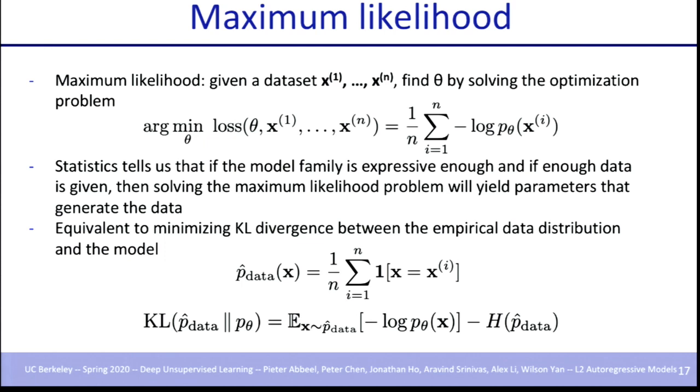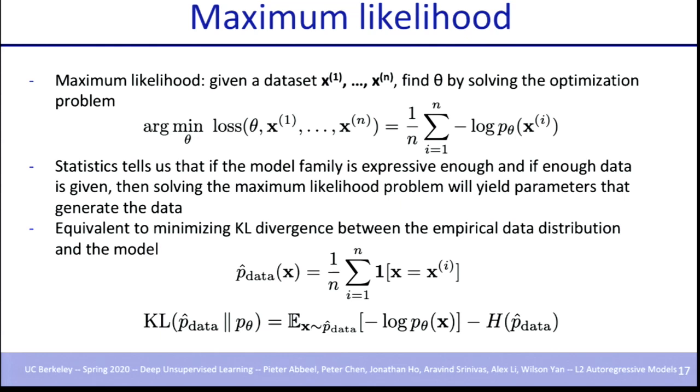Statistics tells us that if the model family is expressive enough and enough data is given, then solving this problem will yield real parameters that can also generate the data. We express it here as minimizing the negative log probability, or maximizing the log likelihood of the data. Equivalently, you can think of this as minimizing the KL divergence, which is a very common metric of divergence between two distributions. The KL divergence between the empirical distribution of the data samples and the parameterized distribution p theta of x. So you can think of it as minimize that KL or maximize log likelihood.